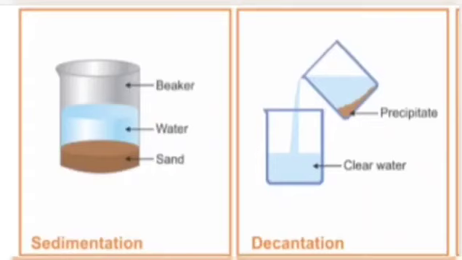If we take muddy water in a beaker, the mud particles, meaning the sand, settle down, and we can separate the water in the upper part by pouring it into another vessel. So the first process is sedimentation, and the process of pouring clear water into another vessel is called decantation.